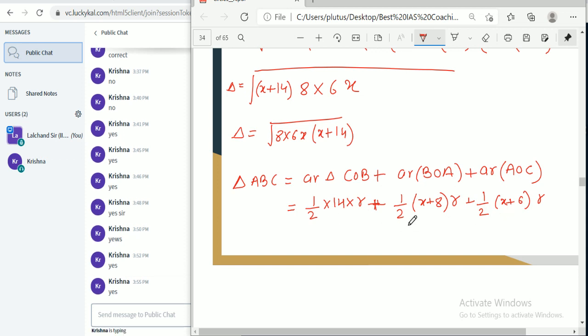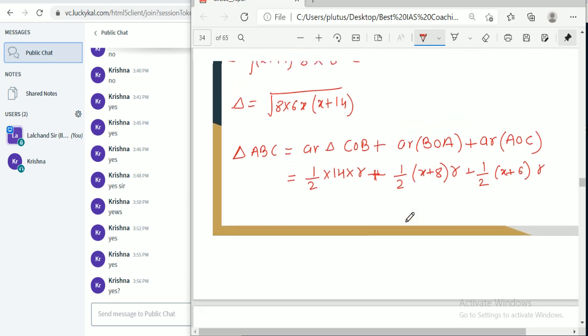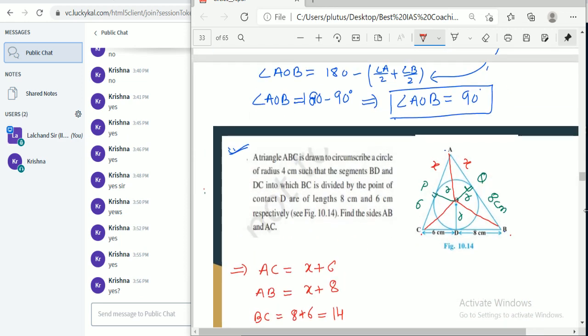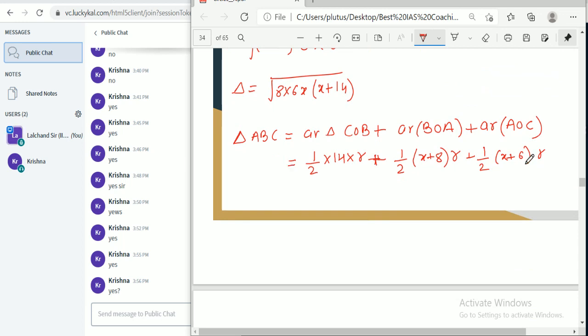Can we write like this, the sum of all these three triangles? Can we write like this, Krishna? Okay, fine. If we simplify this, can you tell me what is the value of r? Because the value of r is provided to us in this question, that is 4 centimeter. If we take r as common and 1 by 2 as common, then we have 1 by 2 into r, and finally we have 14, x plus 8, and x plus 6, isn't it?